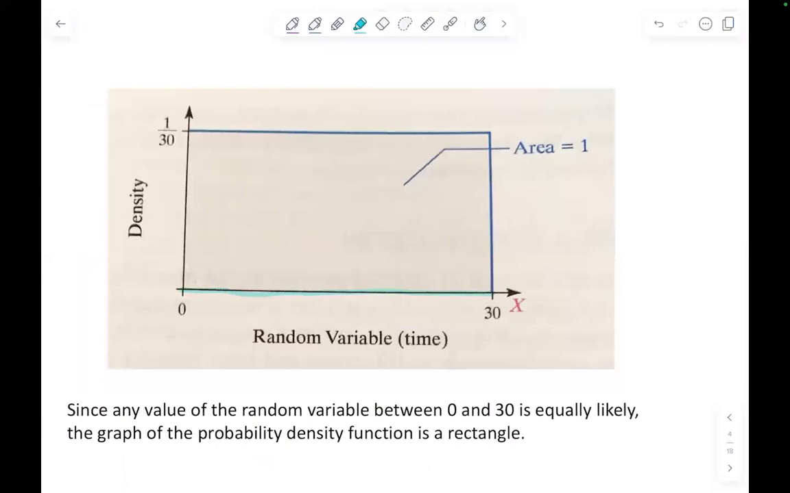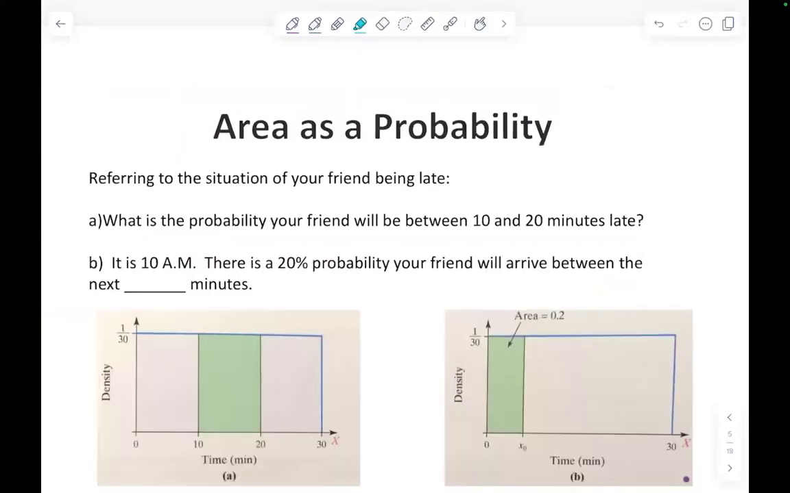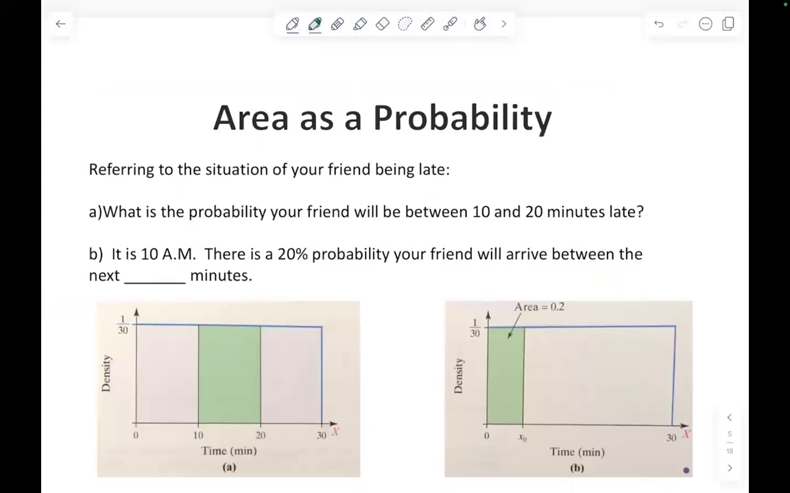So the height of my rectangle is 1/30th, and the width of it is 30. The area under it, 1/30th times 30 equals 1. So the area under that graph is 1. When we're using area as a probability, in this case, we'll create a nice rectangle for the area. We calculate the area of that rectangle. That will give us our probability.